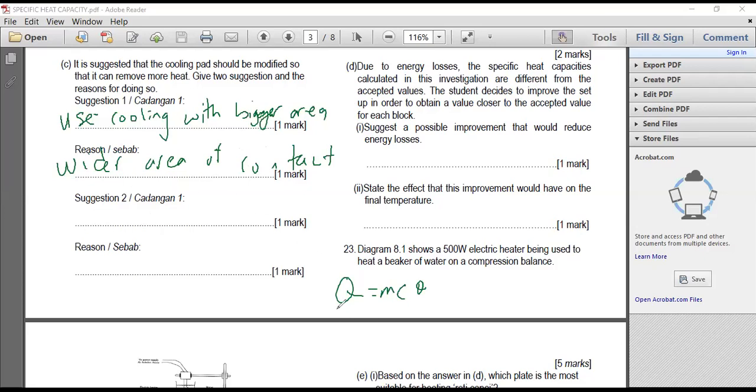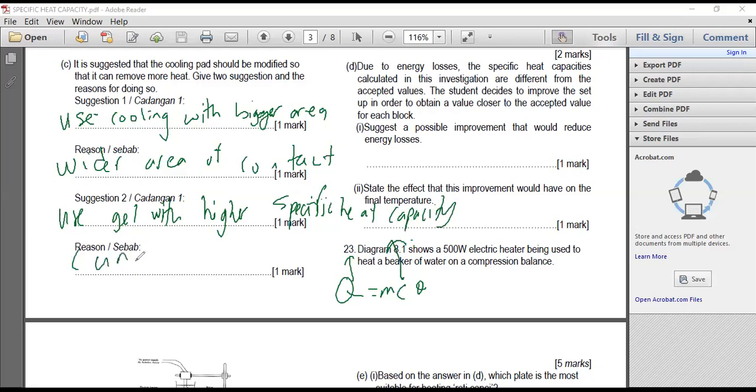Next, if you want to remove heat, you must use a gel with higher specific heat capacity so that it can absorb more heat. Because the higher the c, the higher the Q. So use a gel with higher specific heat capacity. The reason: it can absorb more heat.